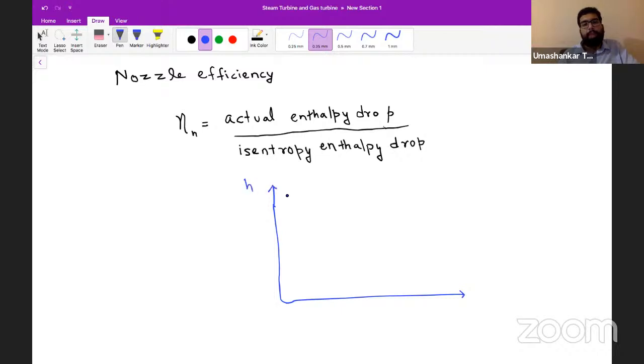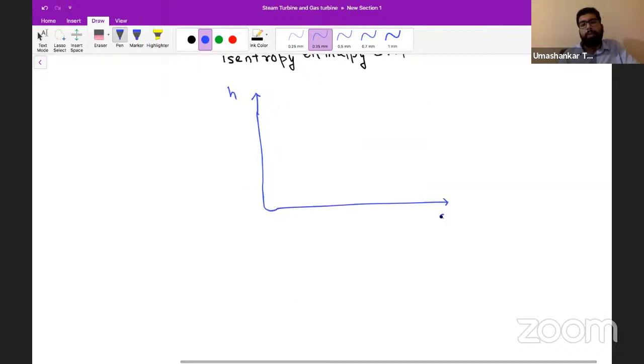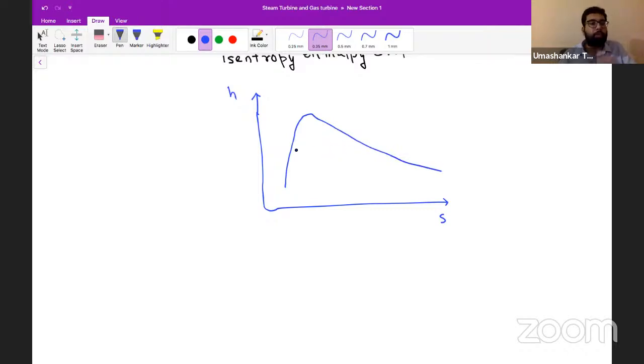So if I make the enthalpy entropy diagram, you can make any diagram, you can make a TS diagram also, you can see from that also. So on the enthalpy entropy diagram, the saturation curve is somewhat like this, the temperature curve is somewhat like this, and we have these pressure lines like this. So here is the point of entry to the nozzle.